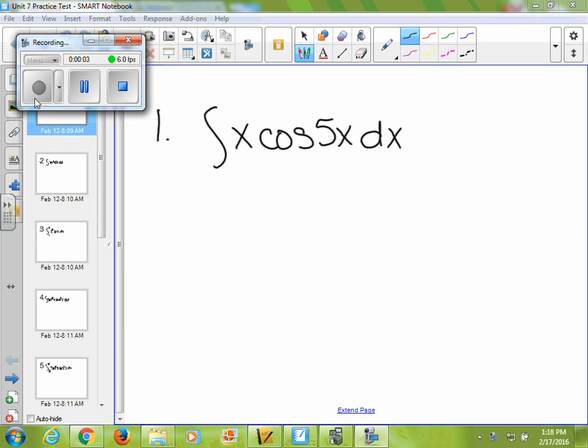So the whole test is just doing different integrals. There are 10 of them. And so if we look at number 1, we have the integral of x cosine of 5x dx.